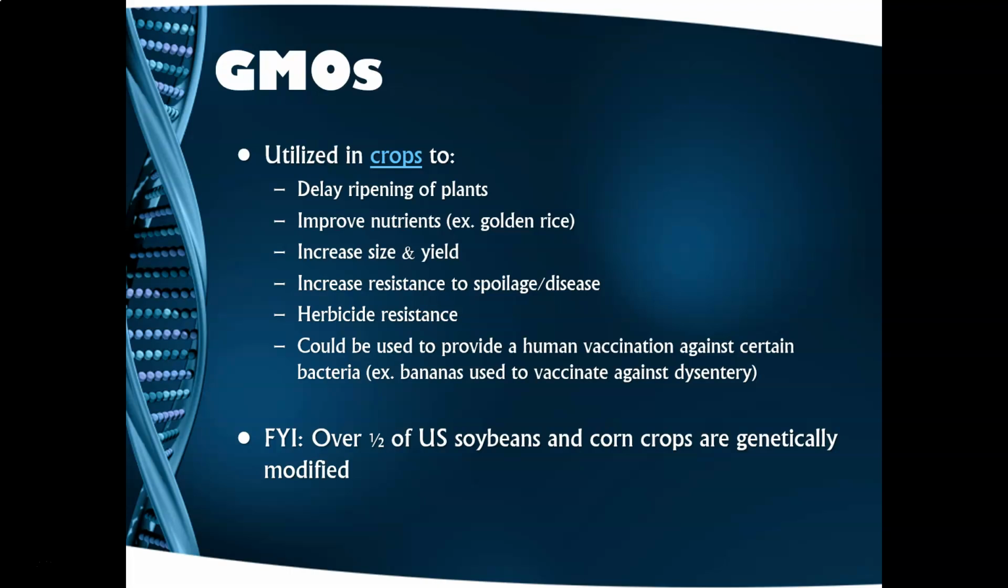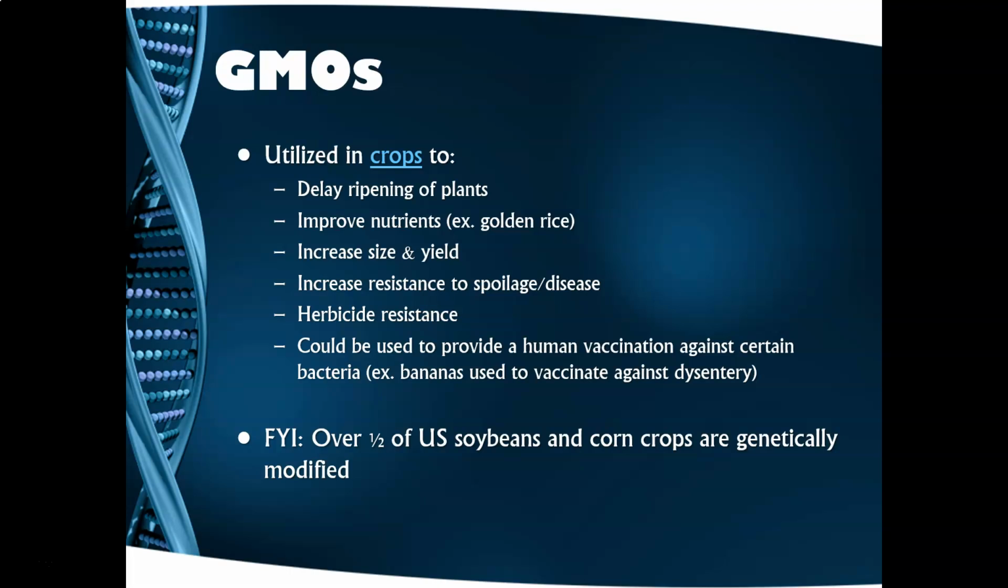So, GMOs are overwhelmingly being utilized in our crops today. In fact, just a quick statistic, if you look, over half of the US soybean and corn crops, at least as of when I put this PowerPoint together, were overwhelmingly genetically modified in some way, shape, or form. A lot of them are genetically modified for things like the drought tolerance, as well as things like pesticide resistance.